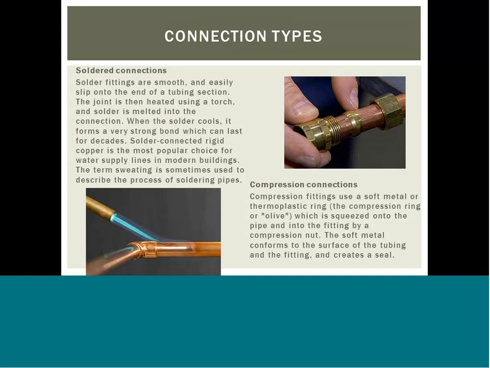Solder fittings are smooth and easily slip onto the end of a tubing section. The joint is then heated using a torch, and solder is melted into the connection. When the solder cools, it forms a very strong bond which can last for decades. Solder-connected rigid copper is the most popular choice for water supply lines in modern buildings.